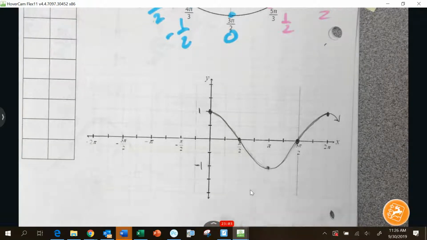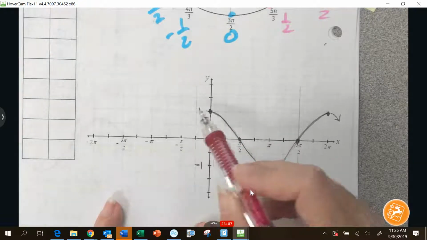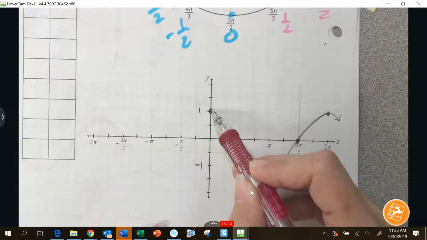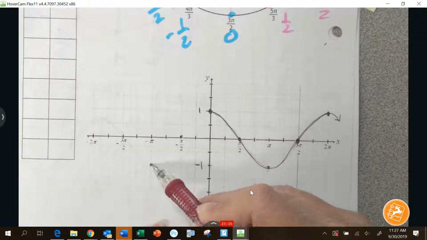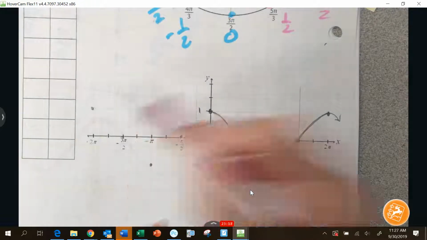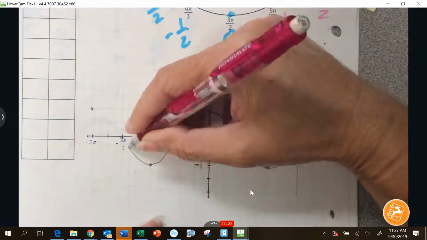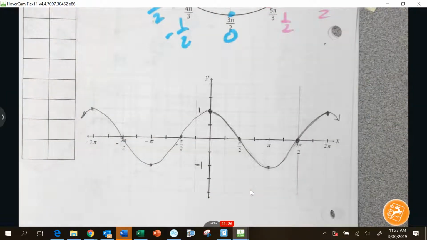Okay. And then up here at 1, 0, when I go to do the other direction, this is the top of a mountain. So I'm going to go middle of the way, valley, middle of the way, mountain. I still have to have that same pattern: mountain, valley, mountain, valley.